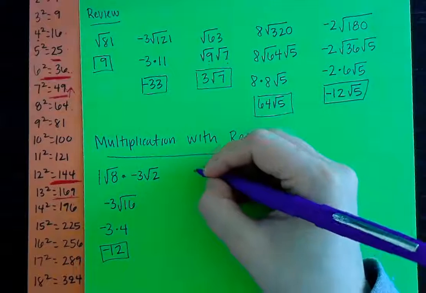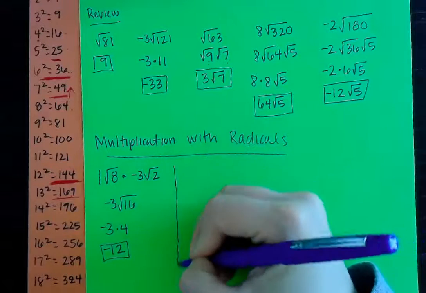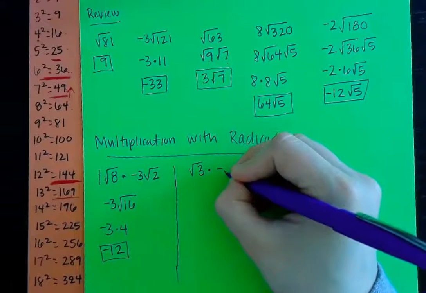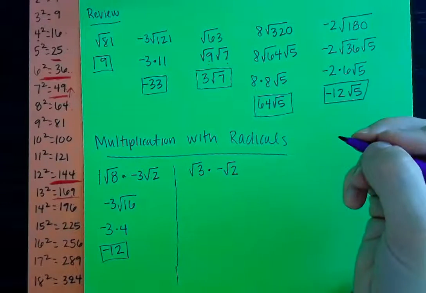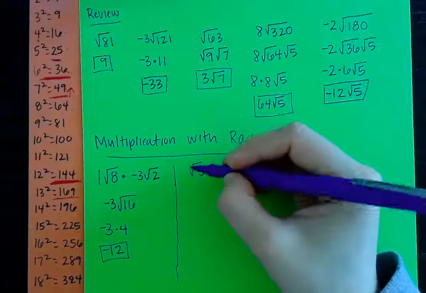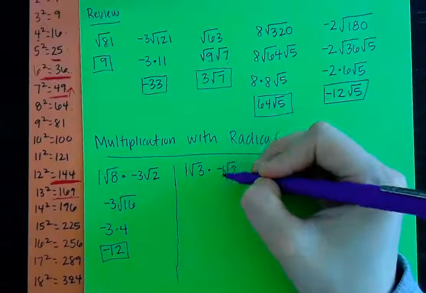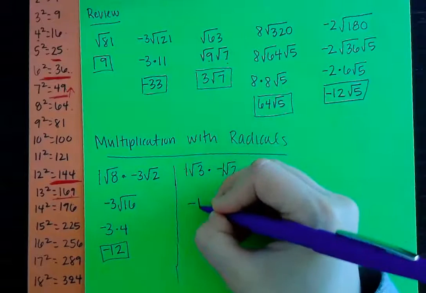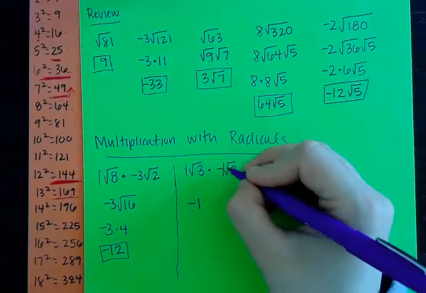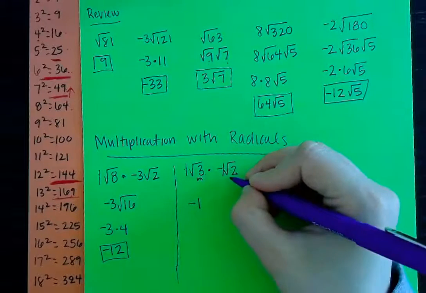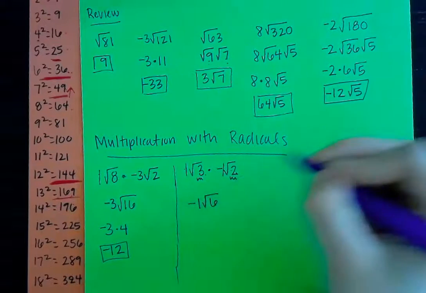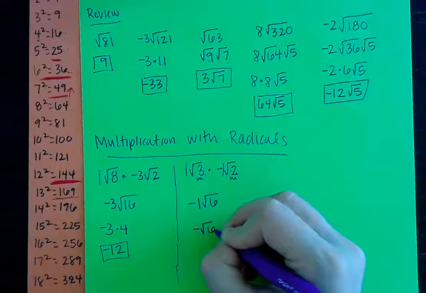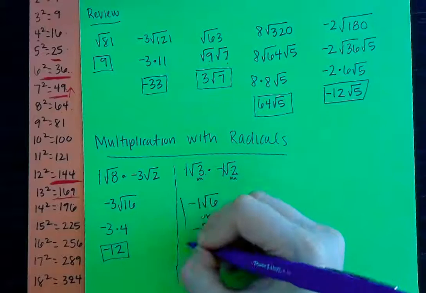Okay, let's try this one. Let's try square root 3 times negative square root 2. So remember the numbers out in front go with each other, so there's an imaginary 1 times an imaginary negative 1. So 1 times negative 1 is negative 1. And then the numbers under the radical go together. So 3 times 2 is 6. So you could either write it as negative 1 square root 6 or just negative square root 6. These are both good answers.